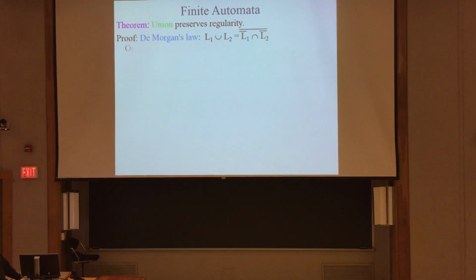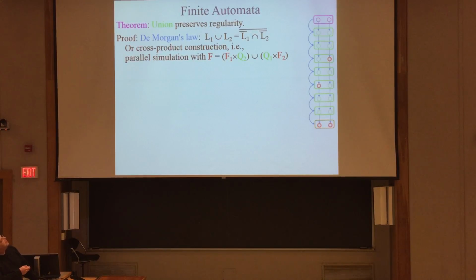So why didn't we use De Morgan's law on the previous slide? So here we're depicting what I just said, that you can say, okay, this is final here, and that's final here, and that'll get you the union. But the De Morgan's law proof was so much shorter, it's one line. So why didn't we use that proof on the previous slide, De Morgan's law, end of story? Exactly. They depend on each other. This De Morgan's law proof depends on the previous proof, and the proof that we had prior to that, based on complementation preserving regularity by inverting final and non-final states. So there's a dependency here. You can't just argue circularly.